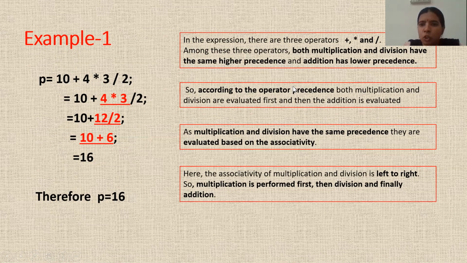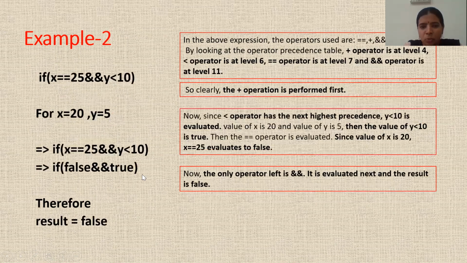So therefore, according to operator precedence, both have the same precedence. So therefore, multiplication and division follow their associativity, which is left to right. So therefore, evaluate 4 * 3 first. 4 * 3 is 12. Then you have two operators left, that is + and /. Divide is rank 3, which is more powerful. So therefore, do 12 / 2, which is 6. Now there is only one operator left, that is +. So 10 + 6 is 16. Therefore, the expression evaluates to 16.